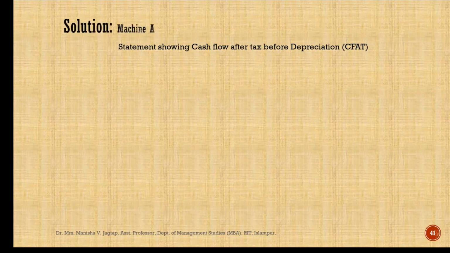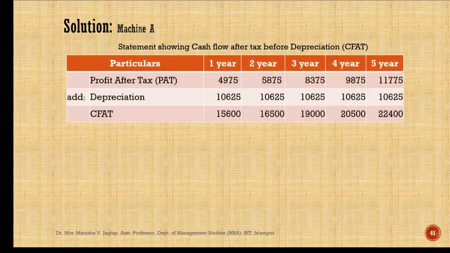Machine A, statement showing cash flow after tax before depreciation. Here they have already deducted depreciation and tax. That means the information with us is concerned with PAT, and we are required to add depreciation. So we need to again calculate the depreciation amount and then add it back to the profit. Thus we arrive at cash flow after tax.